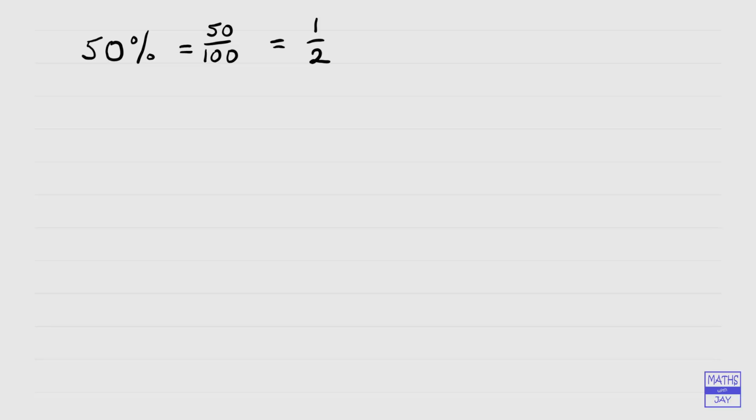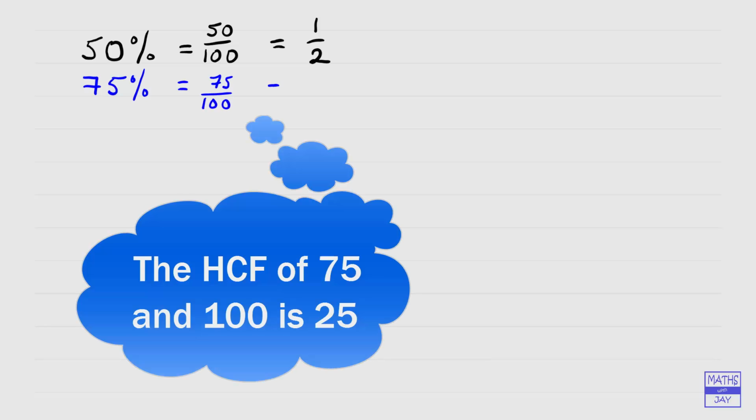So let's have a look at 75%. That's 75 over 100. And this time the common factor is 25. So 75 divided by 25 is 3. 100 divided by 25 is 4, so we get 3/4.